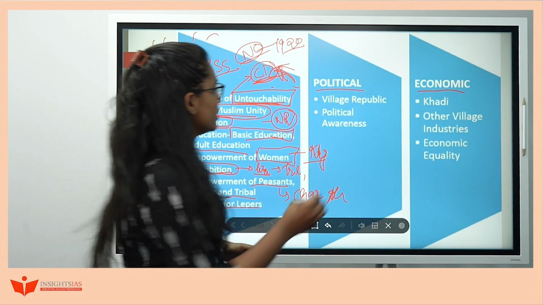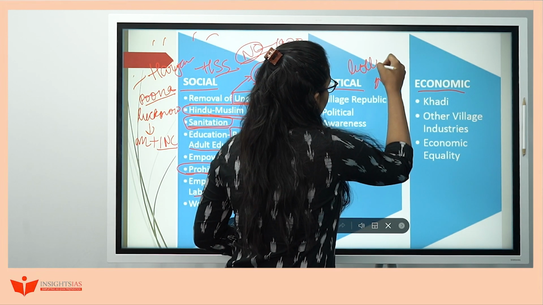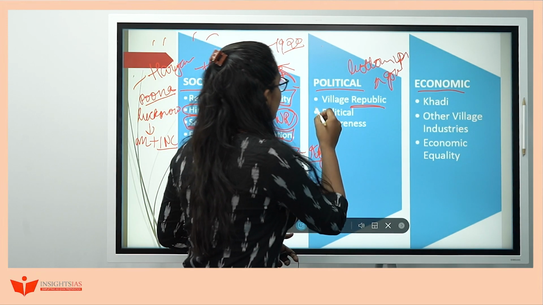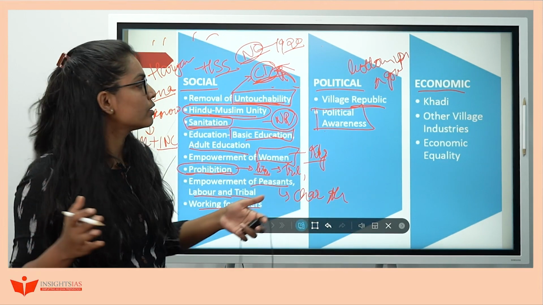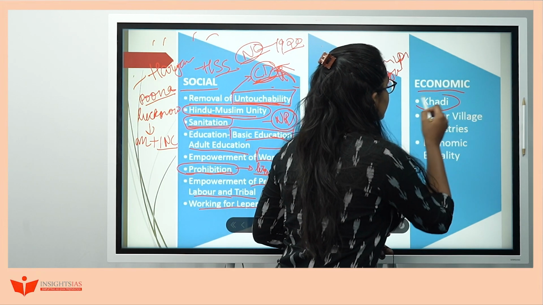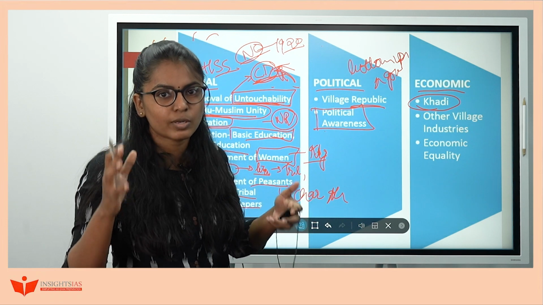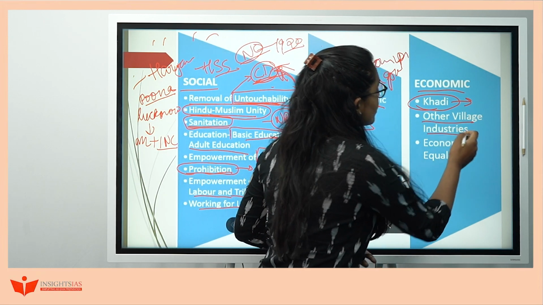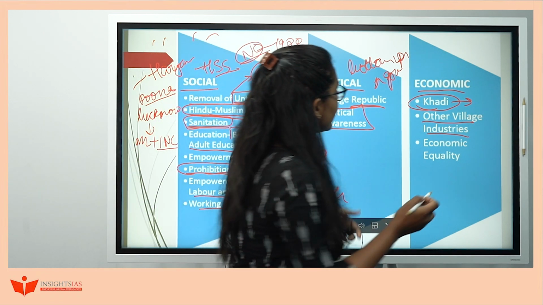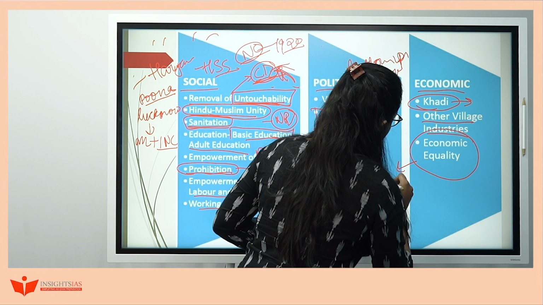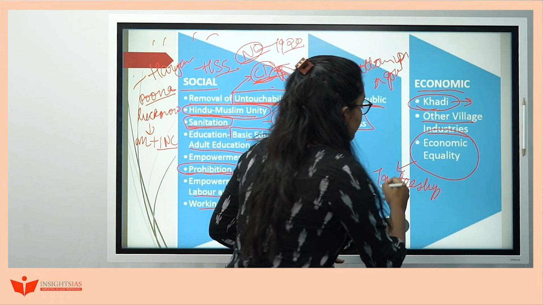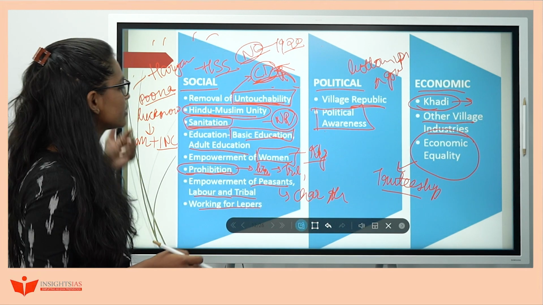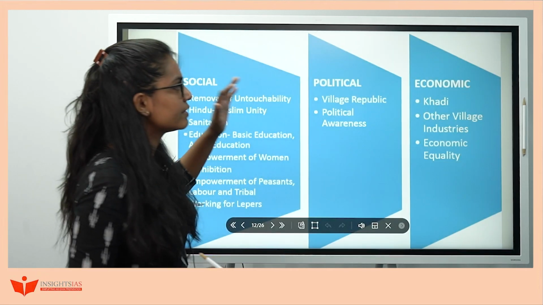Next is political. We know he wanted a bottom-up approach for governance. So he wanted villages to be empowered. Political awareness: he wanted the masses to be aware of all the political activities going on. Economic: he vouched for the khadi industry. He said that just as the sun is important in the solar system, khadi is important for the village economy. That was his sentence. Other village industries also flourished, like the paper industry and soap industry. Economic equality: you know the concept of trusteeship. He said that wealthy people are not actually owners of their wealth. They are just trustees of their wealth. So these many points I have written, and I have given examples as well.